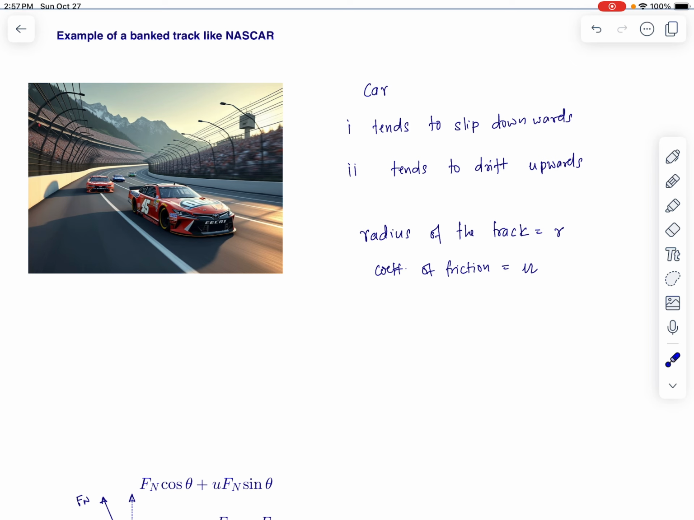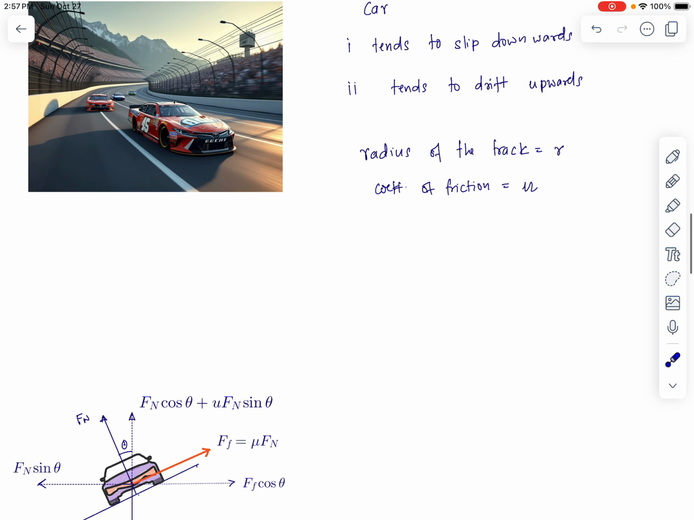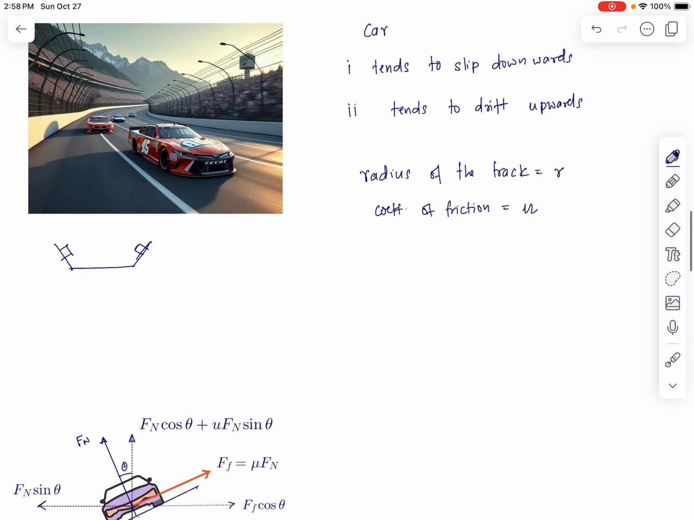One of the things you see is that the cars not only zip through the tracks, but they tend to slide downwards internally, and they also drift outwards. If you take a look at the track itself, it essentially looks like this. So here is where the pit area is, and then the cars are moving along this banked area. So that's essentially what is happening.